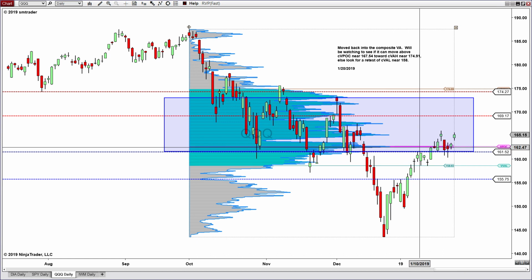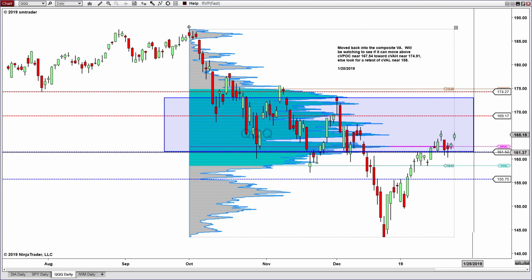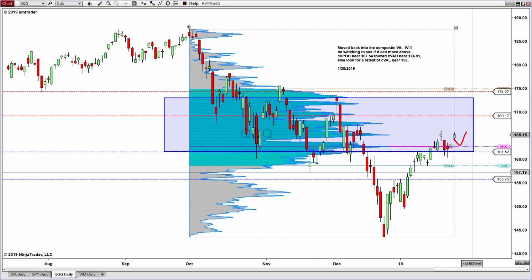It came down to this 162 area, 163, but the price is above this point of control. So if it comes down and it still gets a bounce back up, then I would be looking at this 169.17 get tested, right? And then it pushes to this 174, and maybe possibly into this 175 area.